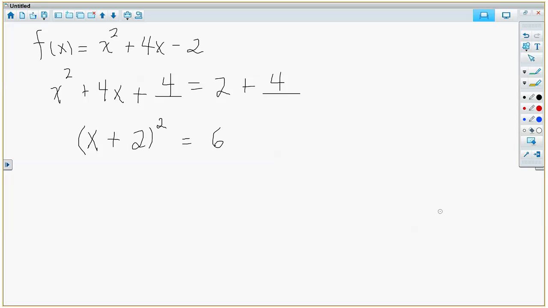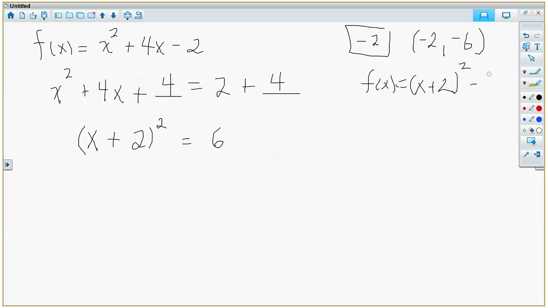X plus 2, quantity squared, is equal to 6. What'd y'all get? All right, so the y-intercept is -2. There's your y-intercept. Your vertex is -2, comma what? -6. Now, I want everybody right now to write that right here. I want you to write it in intercept form. Put it over here on the side. That'd be f of x is equal to x plus 2 quantity squared minus what?